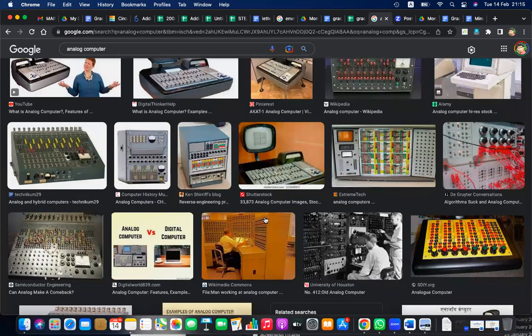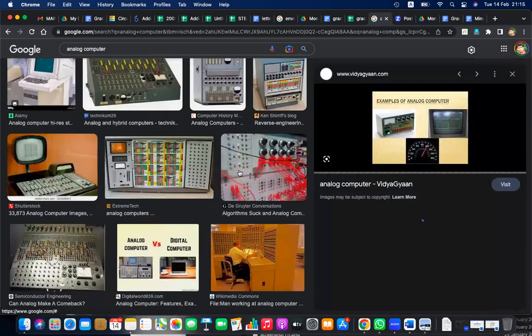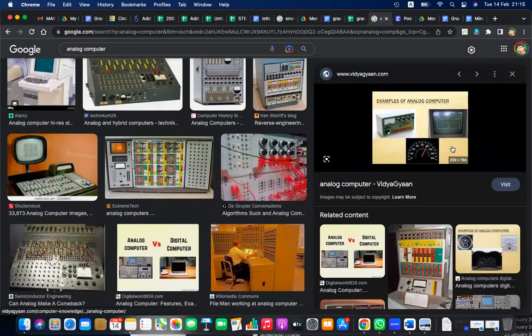No specific levels, but these analog computers are very rare. Analog computers are very rare. You can see these are analog computer displays actually. These are very rare, special applications.